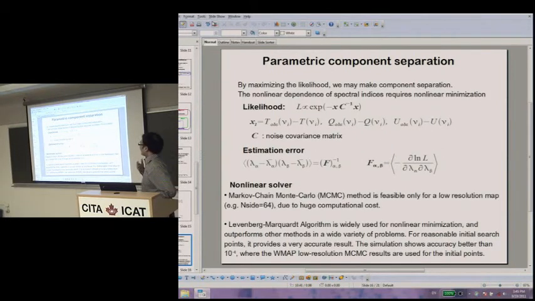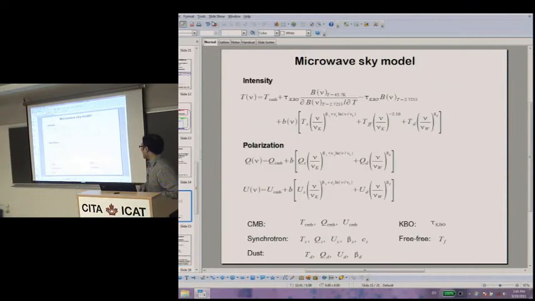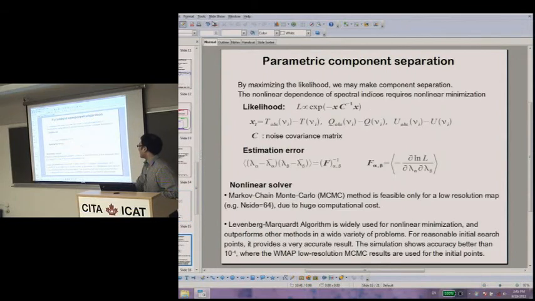We can determine those parameters by maximizing the likelihood. Here X is the difference between the data and the sky model for temperature and polarization, and C is the covariance matrix. When you maximize the likelihood, at that point you can estimate the error by the Fisher matrix. So it seems everything is straightforward and simple, but the problem is there is a non-linear parameter such as the spectral index. It makes things very complicated, so you cannot determine those parameters by simple linear inversion.